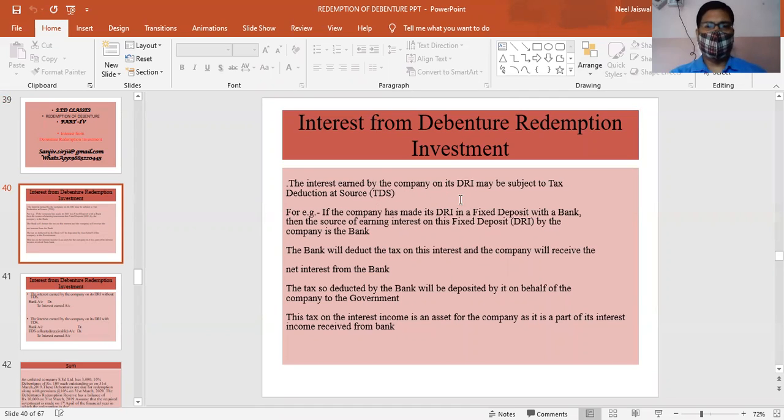Interest earned by the company on its DRI may be subject to tax, TDS, tax deducted at source. For example, if a company has made DRI in a fixed deposit with the bank, then the source of earning interest on this fixed deposit is the bank. The bank will deduct the tax on this interest and the company will receive net interest. Tax so deducted by the bank will be deposited by it on behalf of the company to the government. Thus, tax on the interest income is an asset of the company as it is a part of interest income received from the bank.